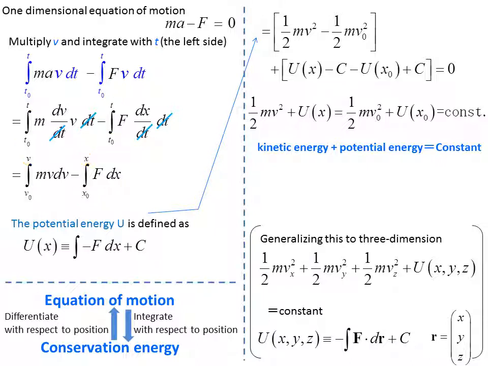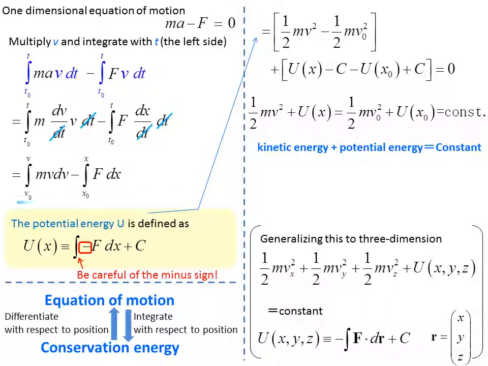We also define the potential energy U as the indefinite integral of minus F with respect to the position, plus a constant, like this. You may forget to add a minus sign here, so please be careful. After defining the potential energy in this way, you can substitute the potential energy U to the integral term of F in the previous equation.